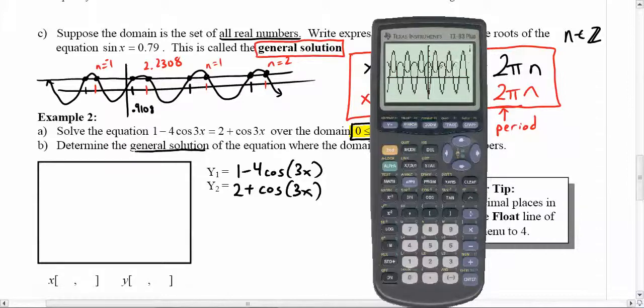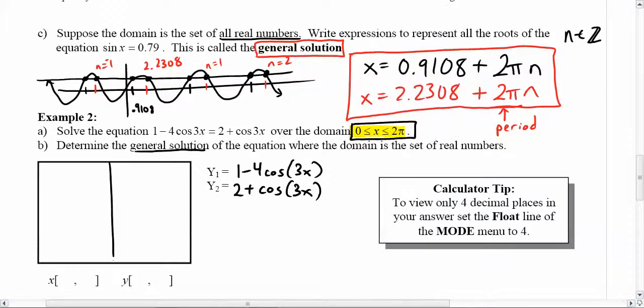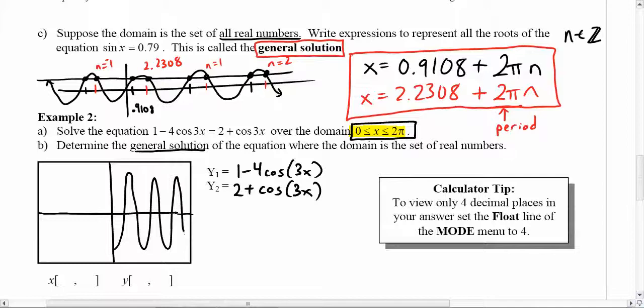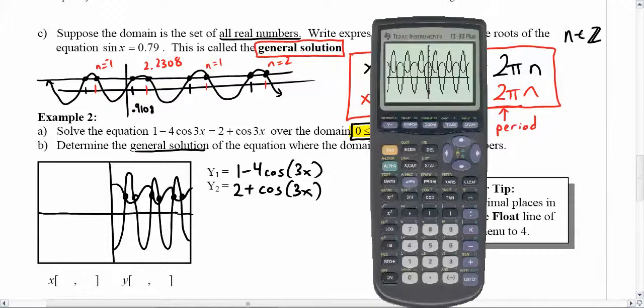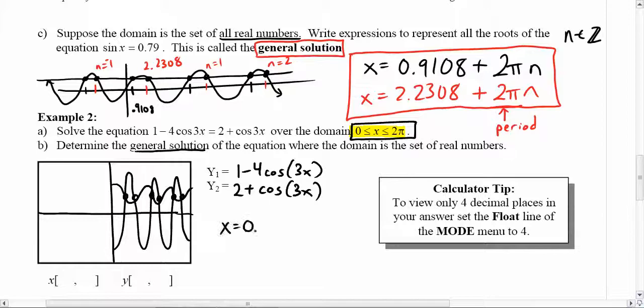And you can see it crosses 1, 2, 3, 4, 5, 6 times. So we've got one graph going up, and the other graph going like this. So we've got 6 answers from 0 to 2 pi. So you calculate the intersection, and you get x equals 0.59. I'm going to use a few fewer decimal places in this case.